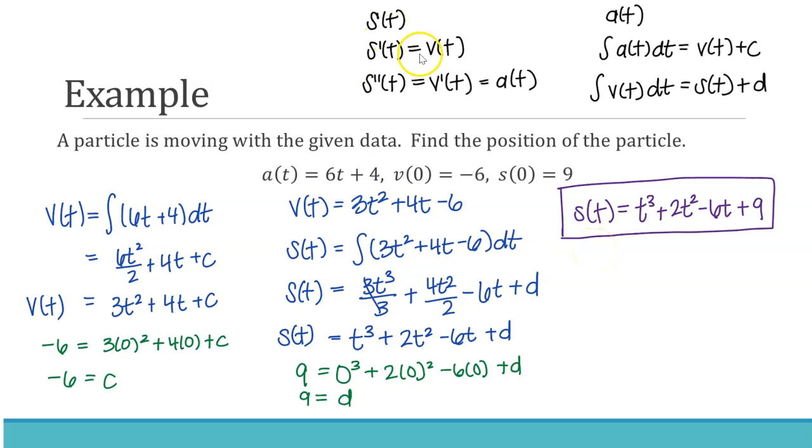To formalize what I just said with some notation, if we start with position, we take the derivative, we get velocity. We take the second derivative of position, or the first derivative of velocity, we get acceleration. If we start with acceleration, and we integrate acceleration, we get velocity. If we integrate velocity, then we get position.